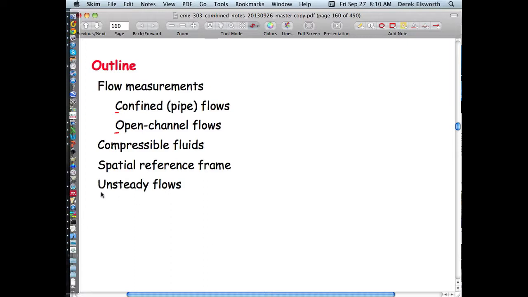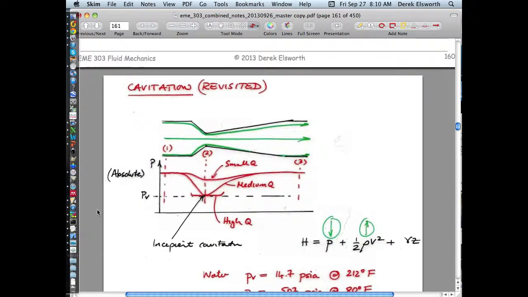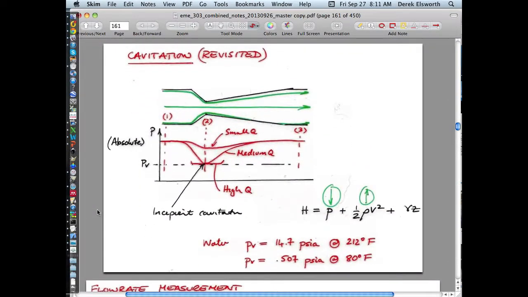And we'll also talk about another violation of Bernoulli, which is not steady flows, to solve problems which aren't steady, which you can use it for as well. So that's kind of an outline. So we'll put Bernoulli to bed today, I think. Talked about this last time.